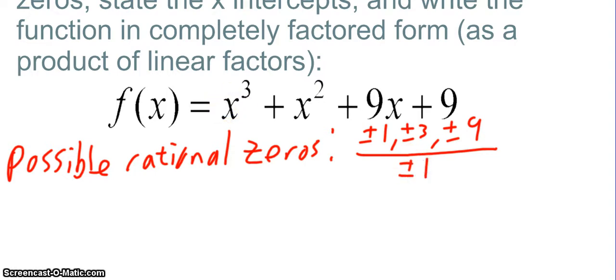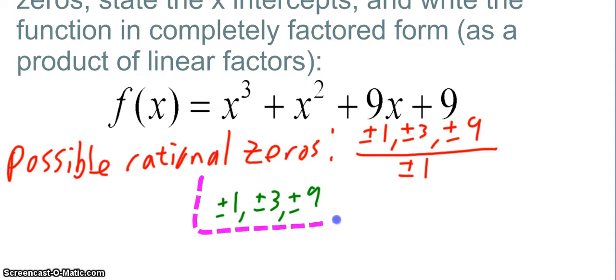So then I'm going to expand this out a little bit, and we'll write this as, if I do 1 divided by 1, that's 1. So plus or minus 1, plus or minus 3, and plus or minus 9. This is a little bit simpler because the denominator is 1, but if I had more terms in the denominator, I would have to do each combination of the numerator divided by the denominator. So this is how I would list the possible rational zeros.